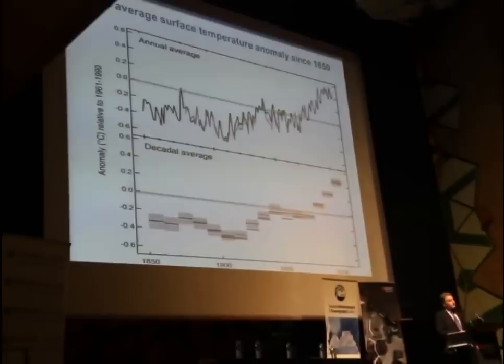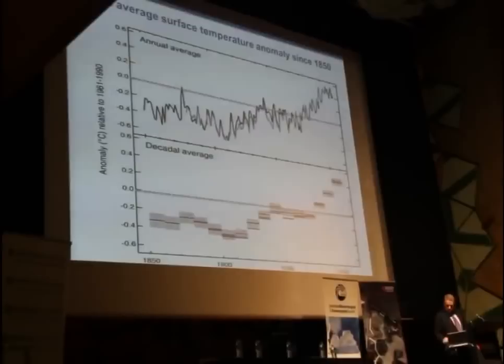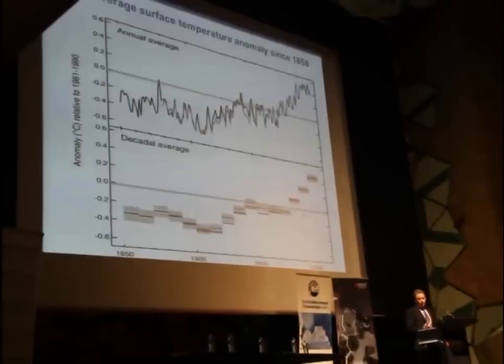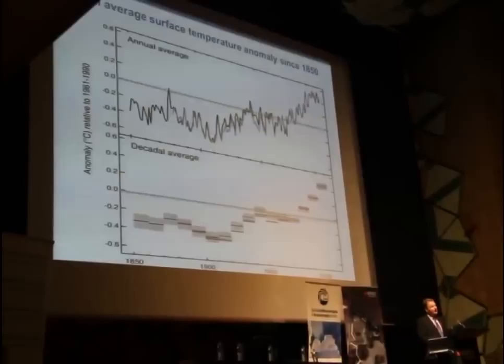1961 to 1990. So values below that grey dashed line indicate that the temperature of the Earth at the surface was lower than that average, and values above that grey line indicate that the temperature of the Earth was above the reference value. You can see that there's been lots and lots of year-to-year changes, decade-to-decade changes, but there's been an increase to higher temperatures in the last 50 years or so.